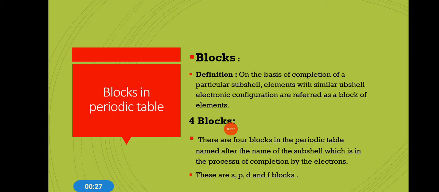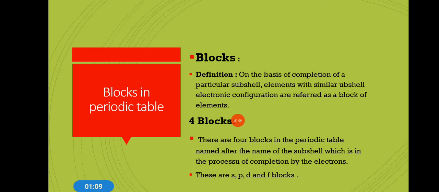What are blocks? Blocks are basically the portion of the periodic table in which elements are arranged according to their subshells, on the basis of the last subshell. So we can define blocks as, on the basis of completion of a particular subshell, elements with similar subshell electronic configuration are referred to as a block of elements. So the elements which have a similar last subshell, or similar subshell containing the last electron, on the basis of that are arranged in a similar block.